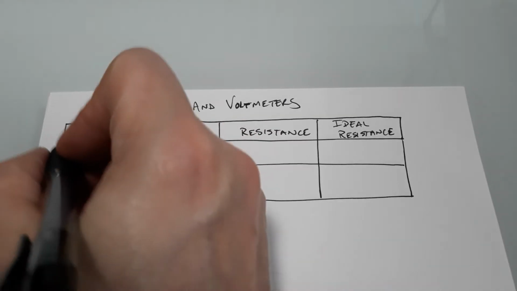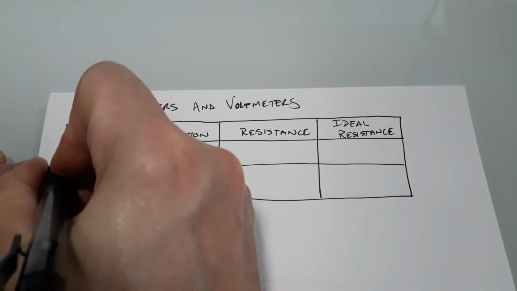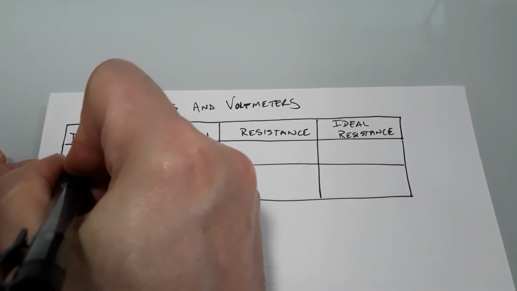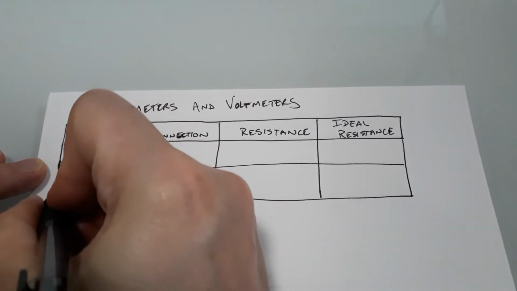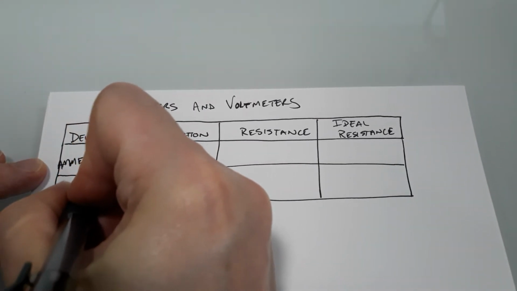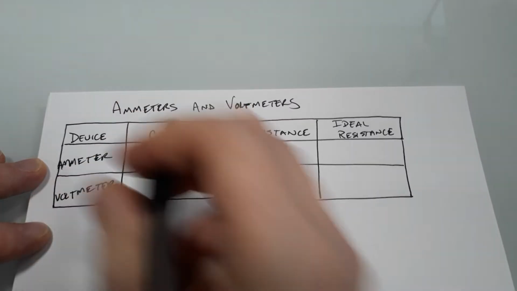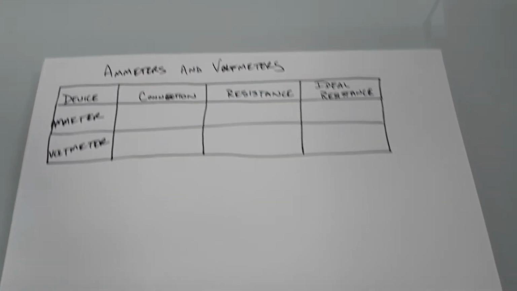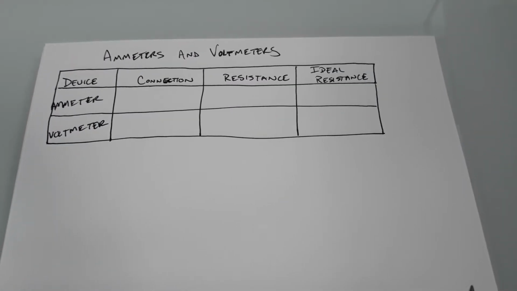And obviously there are only two devices we're talking about here. So there's the ammeter and the voltmeter. And I'll draw them in a circuit down below here in just a moment. We've already seen how to use these devices because we practiced with them in the labs, making the measurements.